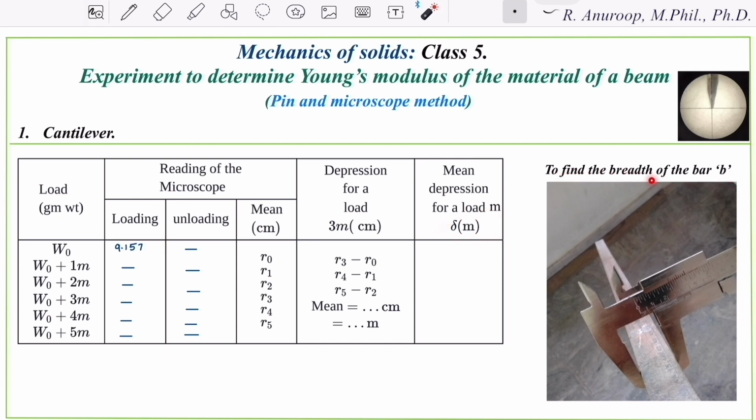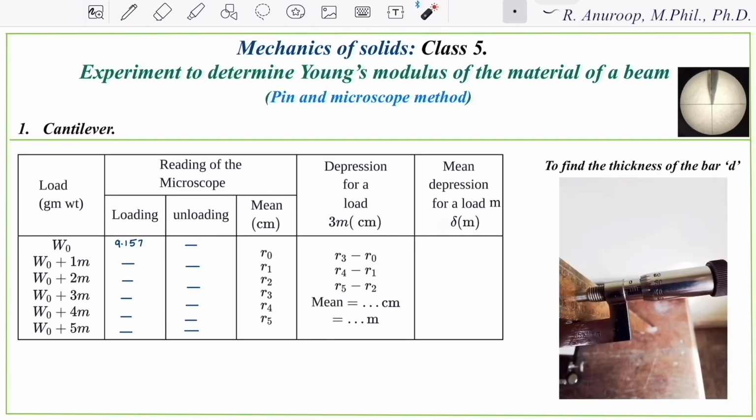Then find the breadth of the bar using vernier caliper. Then find out the thickness of the beam using screw gauge. Determine the breadth of the bar using vernier caliper and the thickness of the bar using screw gauge. So you will get B and D.